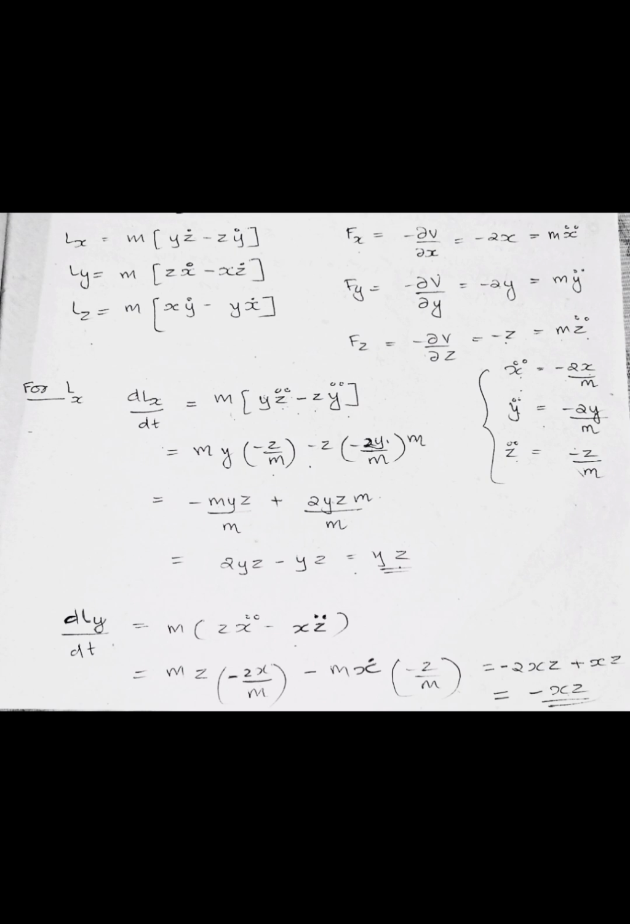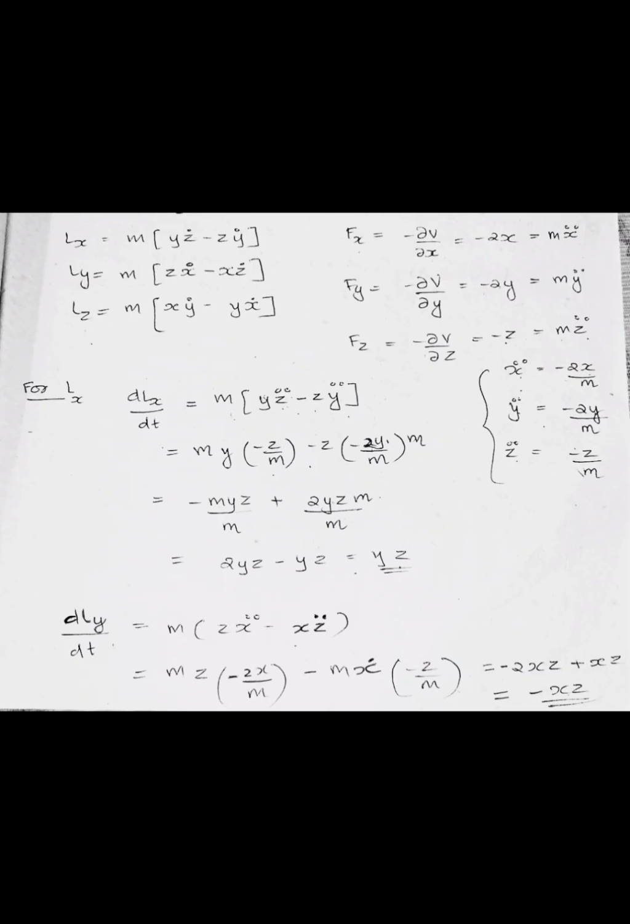From here we can calculate Fx is equal to minus ∂V by ∂x, Fy is equal to minus ∂V by ∂y, Fz is equal to minus ∂V by ∂z. And we know that V is equal to (x square plus y square plus z square) by 2. From here we can calculate Fx is equal to minus 2x, that is equal to m x double dot, and Fy is equal to minus 2y, that is equal to m y double dot, and Fz is equal to minus z, that is equal to m z double dot.